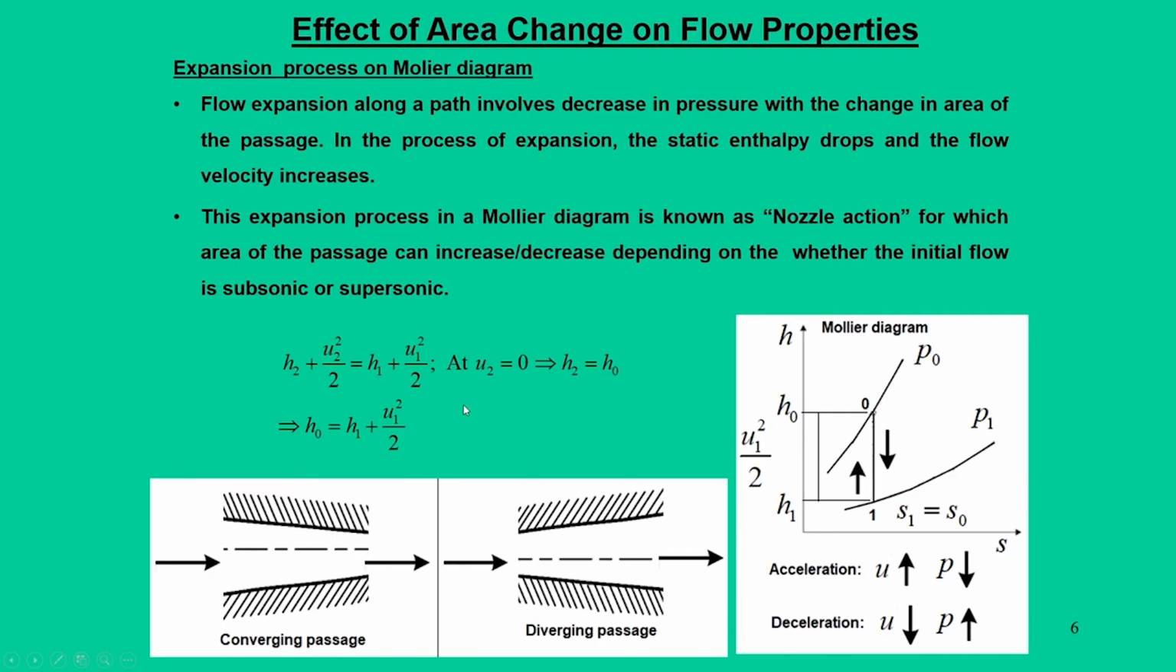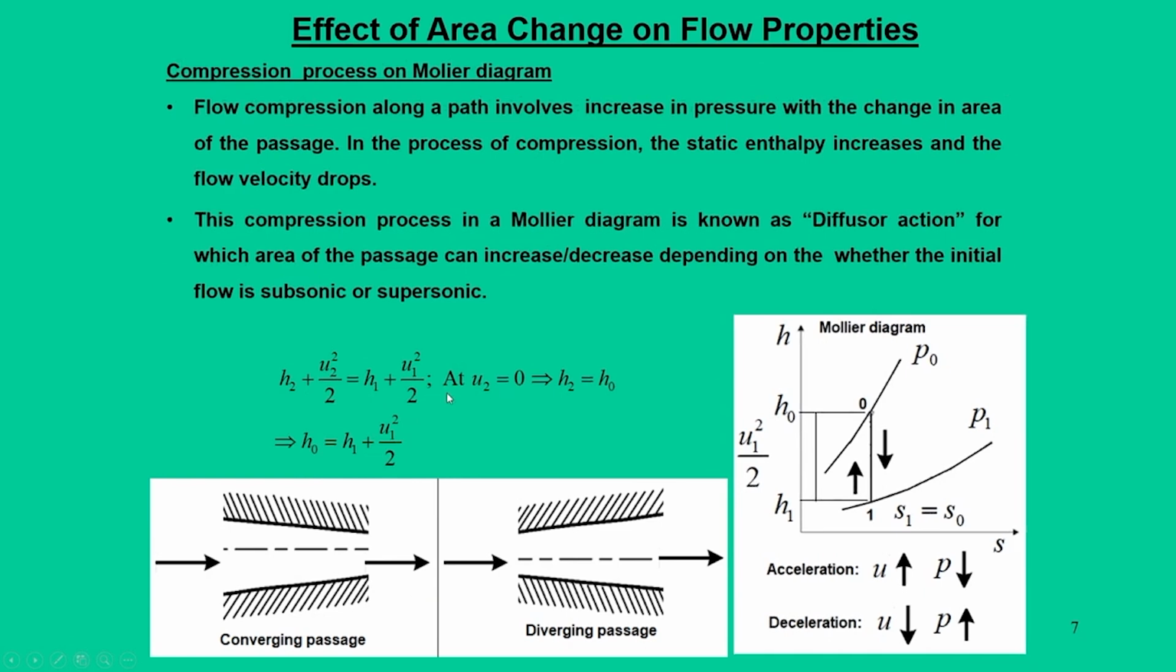However, since we will be dealing with incompressible flow and the initial situation is always subsonic, our main focus will be the converging passage. On the other side of the story, we can get the compression process in the Mollier diagram, and the flow compression along the path involves an increase in pressure with a change in the area of the flow passage. In the process of compression, the static enthalpy increases and the flow velocity drops. So, the diffuser action is just opposite to the nozzle action. This is not part of our discussions.